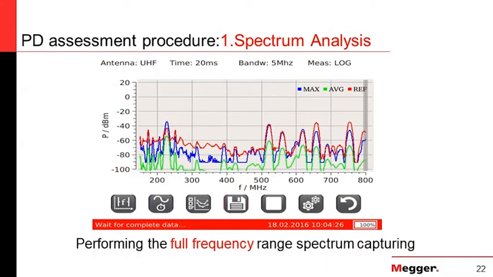Okay, now the procedures, how we really work and assess or check the partial discharge. So the first step is spectrum analysis. By spectrum analysis, we just scan the whole frequency range for partial discharges. So that's the first step. We should first do a full frequency spectrum capturing, or spectrum analysis.